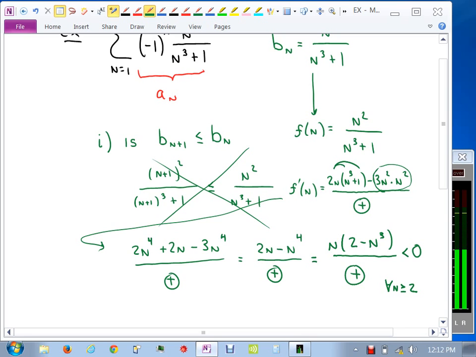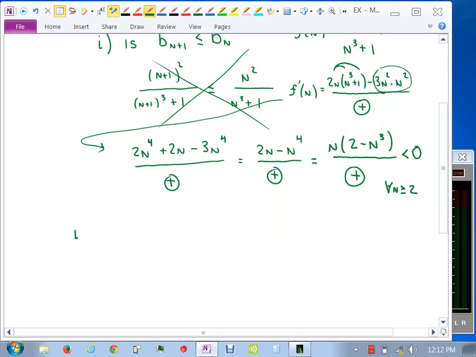What's the second condition for the alternating series test? Take the limit as n goes to infinity of whatever b sub n was, which for us was n squared over n cubed plus 1. Application of L'Hopital's rule twice could get you there. Or actually what? Yeah, twice. Do I need to show it or not? No? 0, okay? Or you can just divide every term by n cubed. That'll get you there also. So have we satisfied both conditions of the alternating series test? Yes.